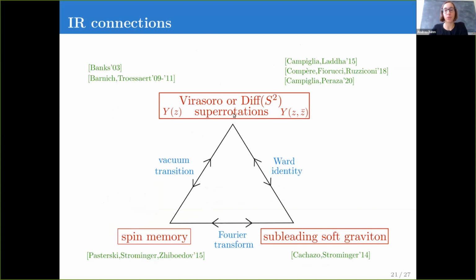Now, similarly to the leading case of BMS supertranslations, these new Virasoro and Diff superrotations are also related to other infrared gravitational effects, namely the spin memory effect, which is subleading to the gravitational displacement memory, and a subleading soft graviton. And unlike the leading cases, these effects were only found very recently. Now, let me zoom in a bit more on this relation between the Ward identity of asymptotic symmetries and the subleading soft graviton theorem.